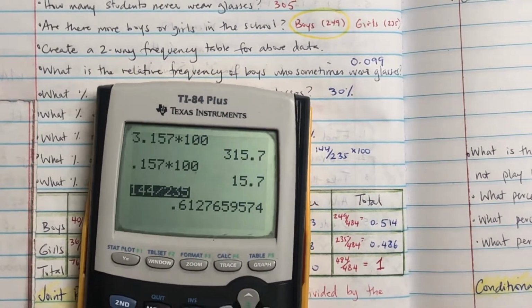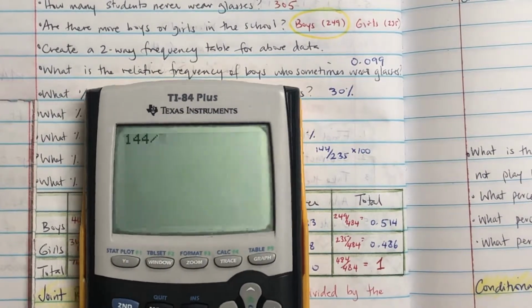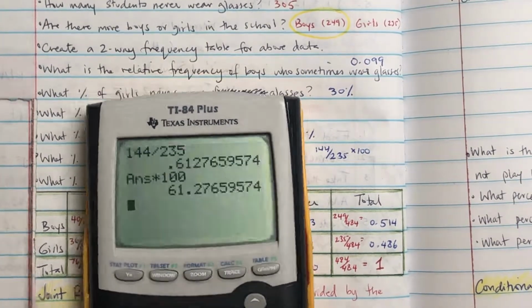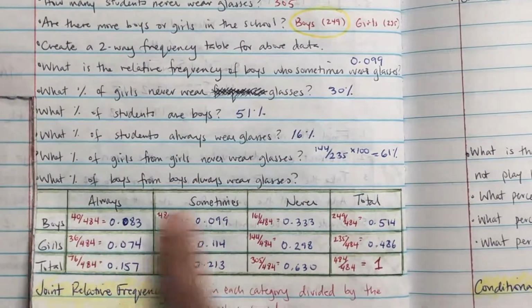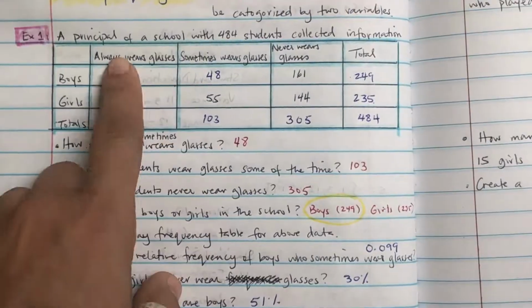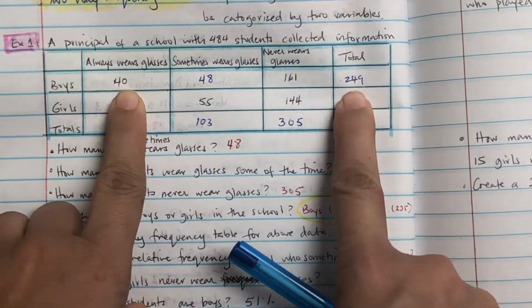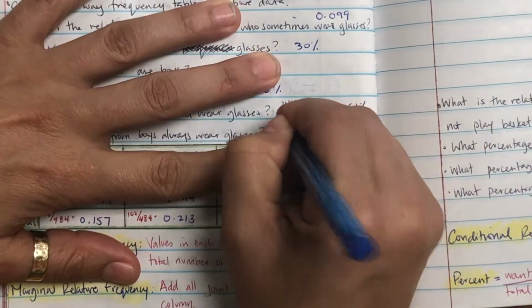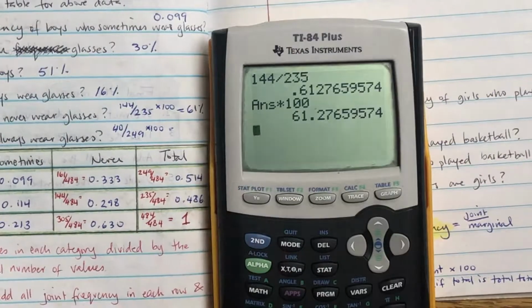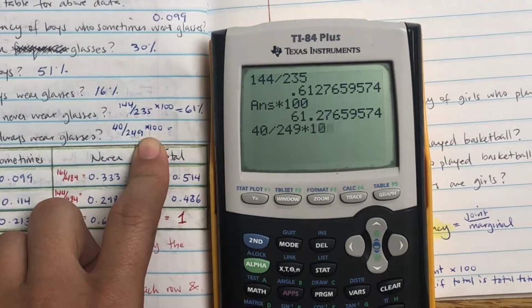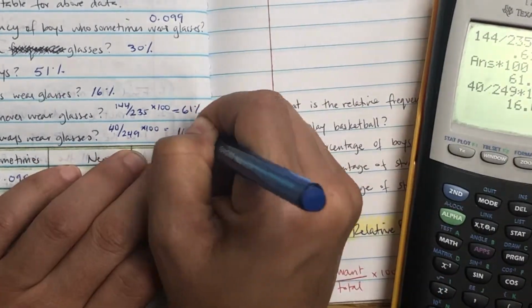This is a listening check. Color in the box with the number 1 under total. So it's going to be 61%. Let's do another question. What percent of boys always wear glasses? So it's not from the total, it's just from boys. So you go to boys, always wear glasses, which is 40. The total from the boys, which is 249, times 100. What I want over the total times 100, which is 16%. And that's pretty much it. Let's practice.